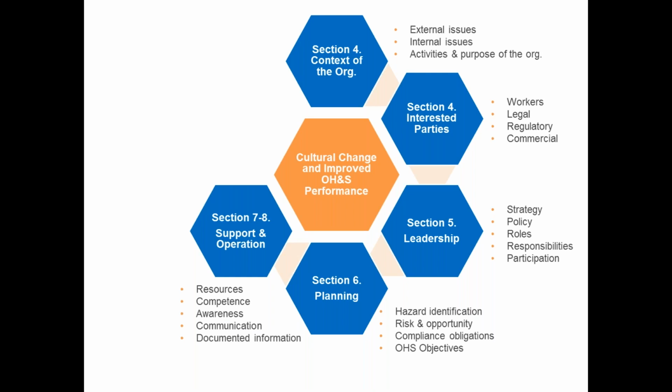Sections 7 and 8 are the support and operation, and it's looking at resources, competence, awareness, communication, and documented information. In this section of the standard processes, we're looking at the hierarchy of control, change management, procurement, contractor control, and emergency preparedness, as well as the normal operational controls of the activities.